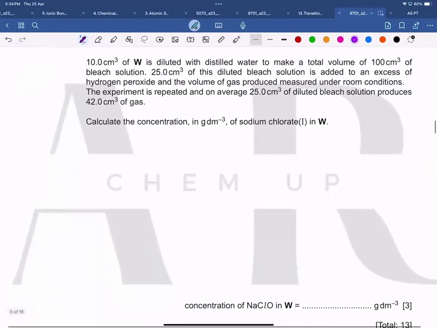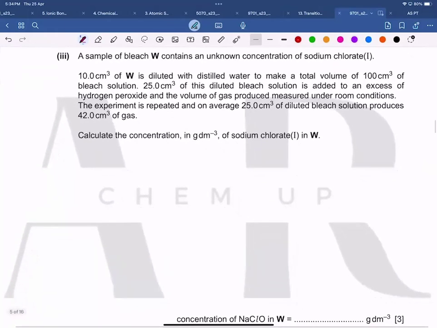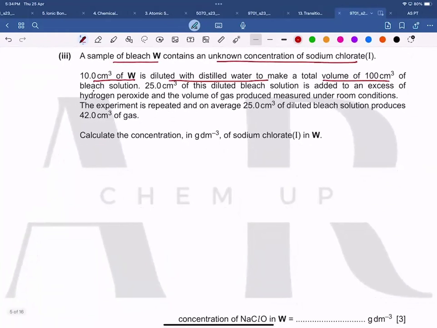Okay. Now mole part. A sample of bleach W contains an unknown concentration of sodium chlorate(I). 10 cm³ of W is diluted with distilled water to make a total volume of 100 cm³ of bleach solution. 25 cm³ of this diluted bleach solution is added to an excess of hydrogen peroxide, and the volume of gas produced is measured under room conditions. The experiment is repeated, and on average 25 cm³ of diluted bleach solution produces 42 cm³ of a gas. Okay, calculate the concentration in g per dm³.